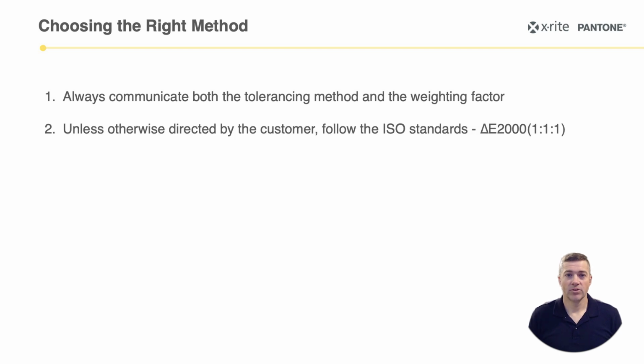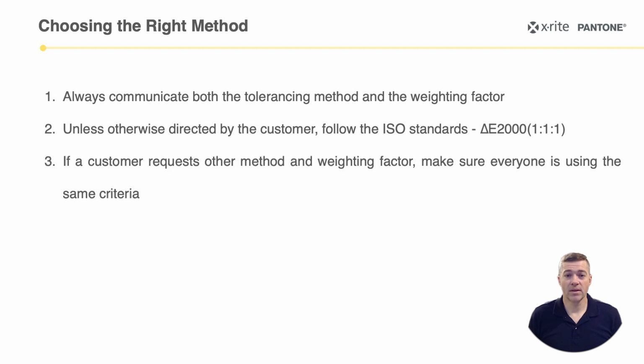Next, follow industry standards. Unless your print buyer specifies otherwise, delta E 2000 with 1:1:1 weighting is the standard to follow. This is where the industry is moving, supported by ISO standards and widely accepted by most customers and print buyers. Lastly, use customer-specified methods. If a print buyer requests a different tolerancing method or weighting factor, ensure that everyone in the workflow is using the same criteria to maintain consistency.